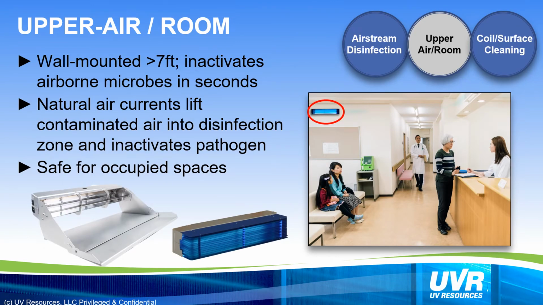Upper room UVC fixtures generate a germicidal zone near a room's ceiling where the natural rise and fall of convection or mechanical air currents lift pathogens overhead, where they are inactivated in a matter of seconds. Since UVC energy is overhead, upper room fixtures are safe for occupied spaces.